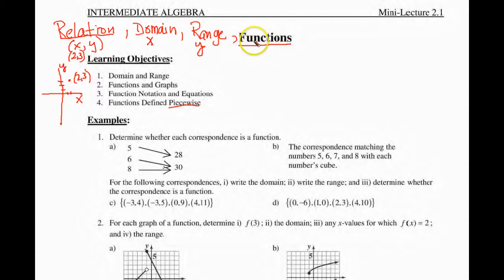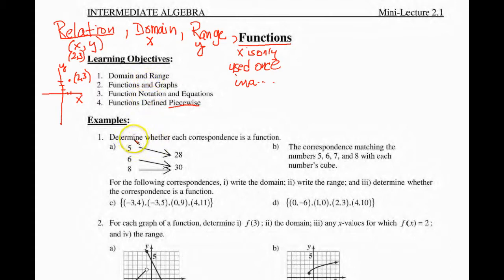Now, then we have the word function, which has a special meaning. Now, the meaning of function is that the x element here is only used once in a series of relations. It's too much to write out. So, a little background, and these are what we'll be going over.